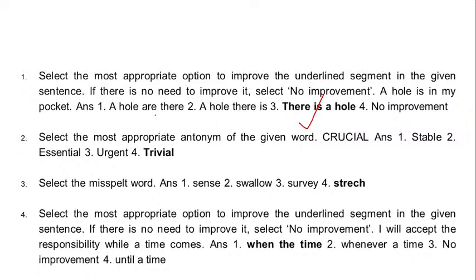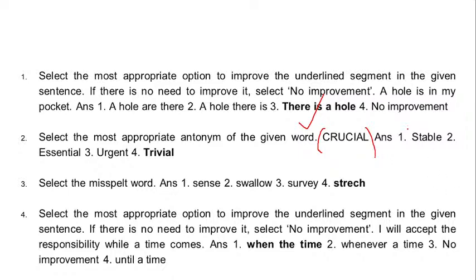Number 2 is an antonym. An antonym means an opposite meaning word. The word is crucial, and we have to understand its meaning. Crucial is something which is very, very important, extremely important, you can say. A crucial stage of life, a crucial moment in the game, a crucial decision, a very important decision. So the exact opposite meaning word has to be chosen as your answer.